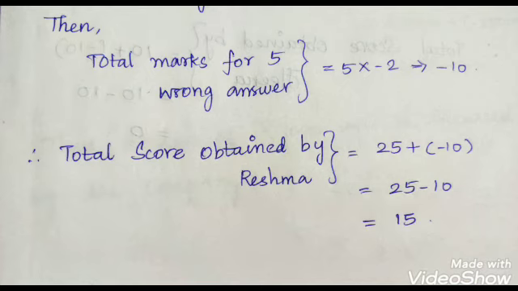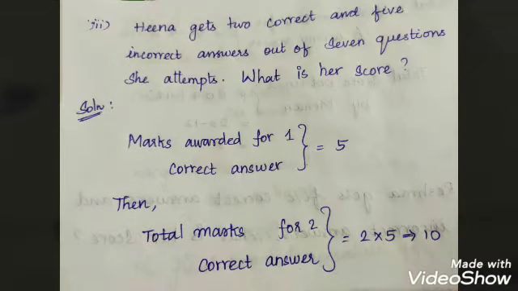Now the total score means what? We have to add the correct answer score and the wrong answer score. So 25 for correct answers plus minus 10 for wrong answers. 25 minus 10 gives you 15. Is it clear? Next, the third subdivision we are going to see.